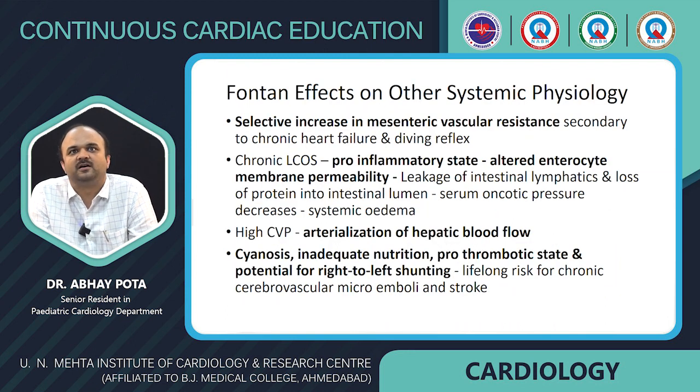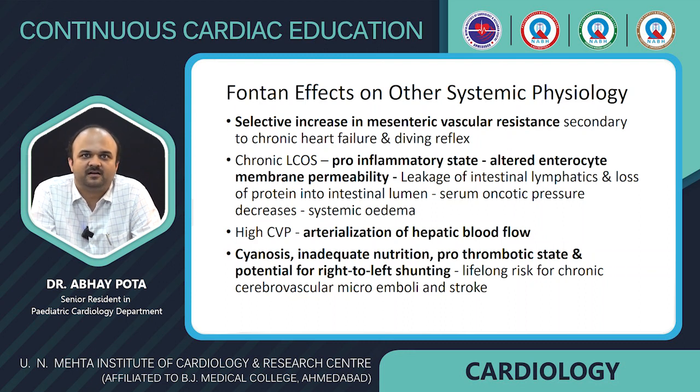What are the Fontan effects on other systemic physiology? There is a selective increase in mesenteric vascular resistance secondary to chronic heart failure and the diving reflex. A chronic low cardiac output state is there. This leads to a pro-inflammatory state, leading to altered enterocyte membrane permeability, causing leakage of intestinal lymphatics and loss of protein into the intestinal lumen, so serum oncotic pressure decreases and systemic edema develops. High CVP leads to arterialization of hepatic blood flow. Cyanosis, inadequate nutrition, a prothrombotic state, and potential for right to left shunting all lead to a lifelong risk of chronic cerebrovascular microemboli and stroke.